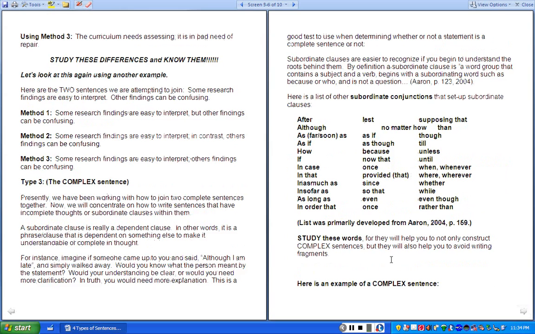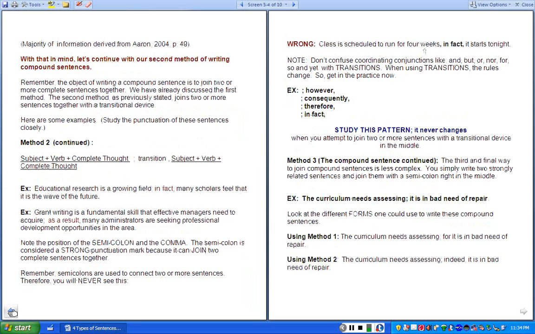Let's move on. The third type is the joining of two very strongly related sentences through the use of the semicolon by itself. Here we go. The third and final way to join compound sentences is a little less complex. You simply write the two strongly related sentences and join them with a semicolon right in the middle.